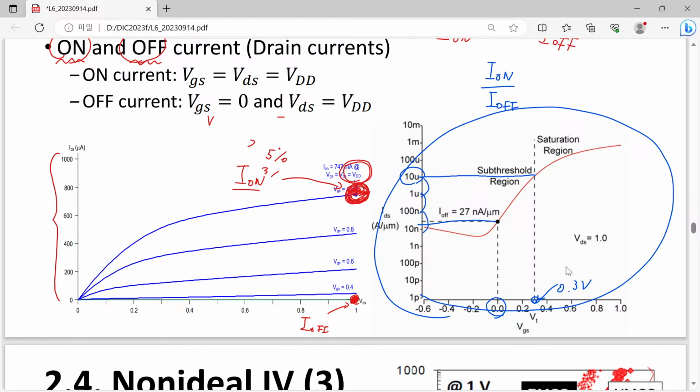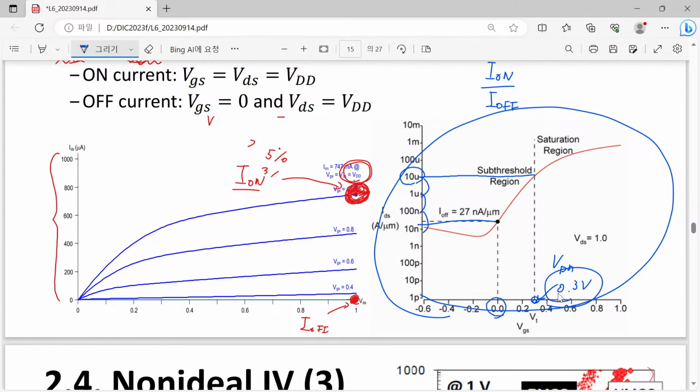So it means that if you reduce your device VDD down to 0.3, your digital system doesn't work. Unfortunately, in order to get, for example, 5 orders of magnitude difference, 1, 2, 3, 4, 5, then your VDD should be such a large value.